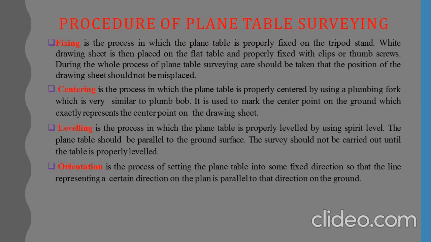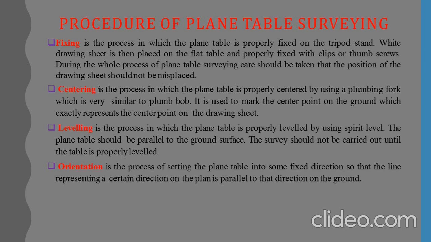This slide represents some of the procedure of plane table surveying. First of all, there are four steps to conducting plane table surveying. The first step is fixing. Fixing is the process in which the plane table is properly fixed on the tripod stand. A white drawing sheet is then placed on the flat table and properly fixed with clips and thumb screws. During the whole process of plane table surveying, care should be taken that the position of the drawing sheet should not be misplaced.